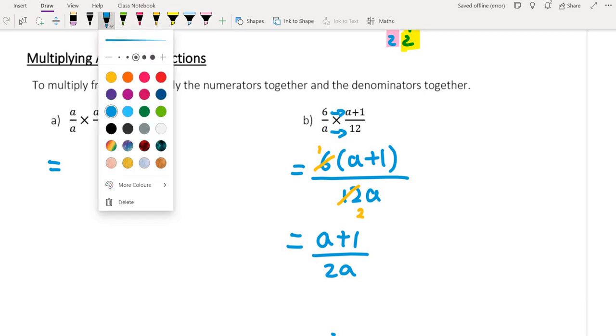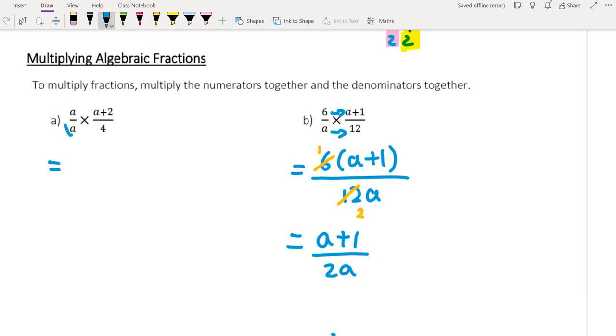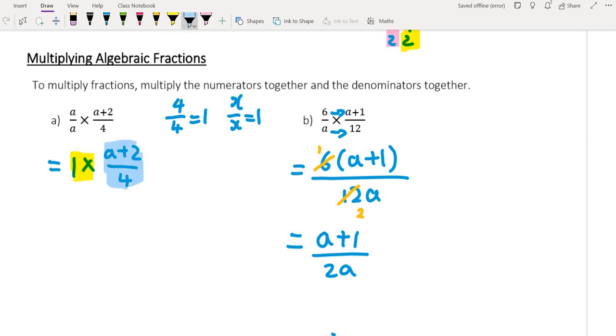Now, going back to the first example, the reason why this wasn't the best example is because a over a is just 1. Any number or letter divided by itself, x over x, is always 1 because they're both the same number. So what we have here is actually just this, and anything times 1 is just that number, like 2 times 1 is 2, 3 times 1 is 3. So 1 times all of this stuff is just this.